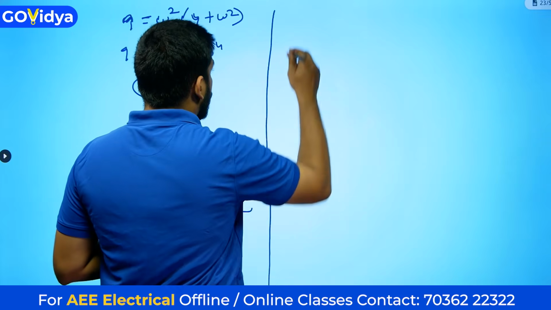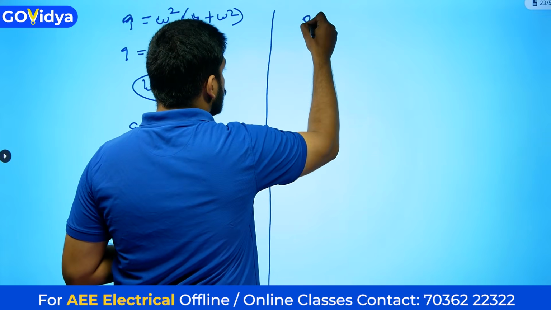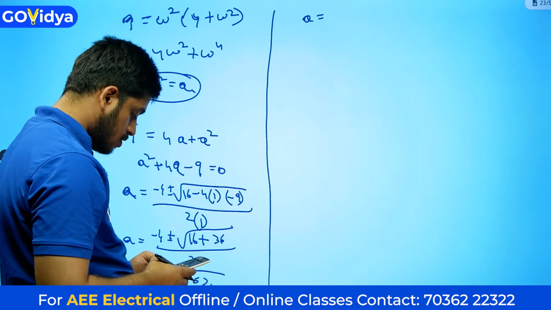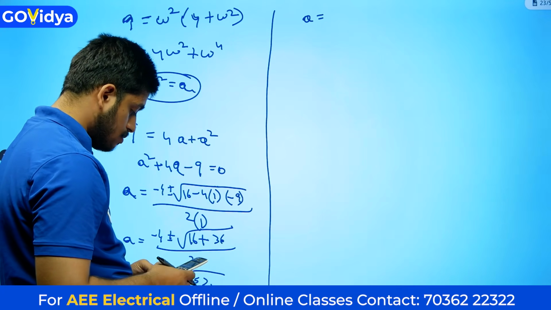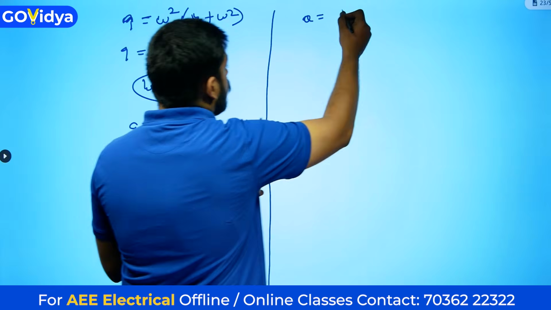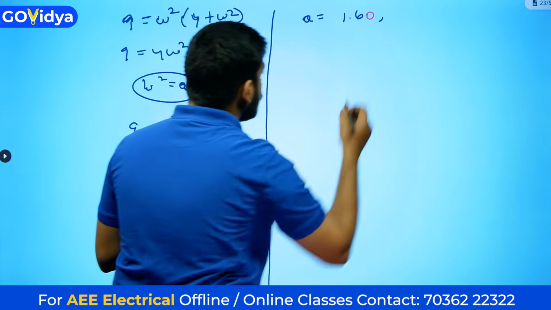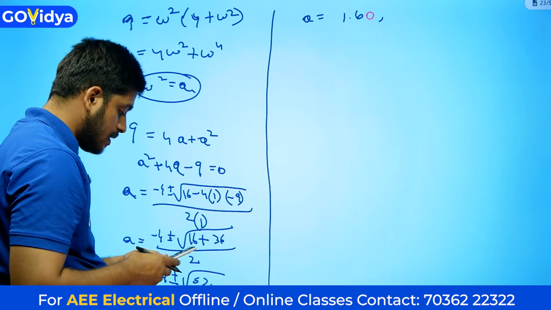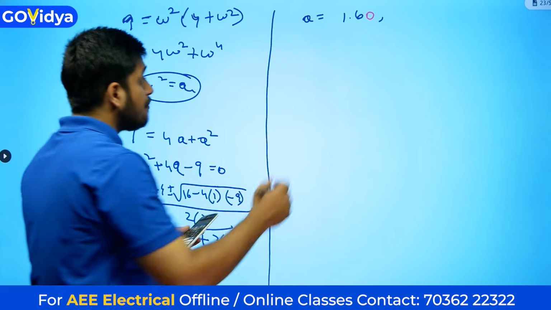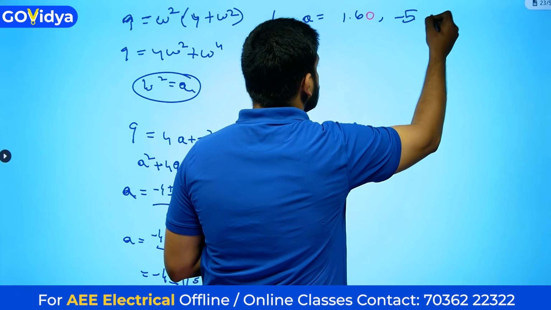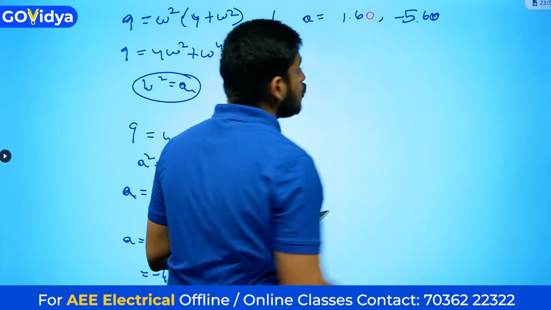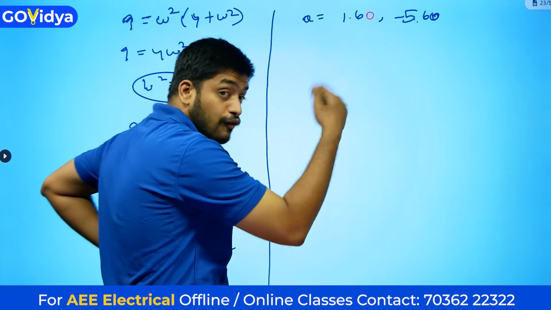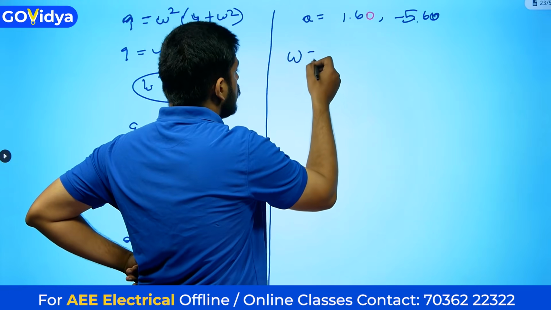By solving this we will see the value of a. So the value of a is minus 4 plus root 52 by 2, which is 1.60, and minus 4 minus root 52 by 2, which is minus 5.60. Okay, this is the value of a, not the value of omega. We need to find the value of omega.